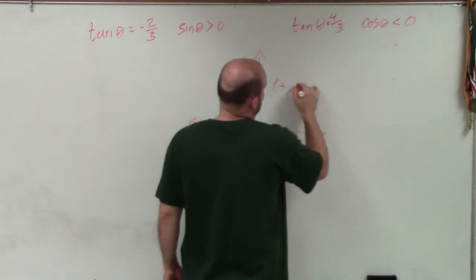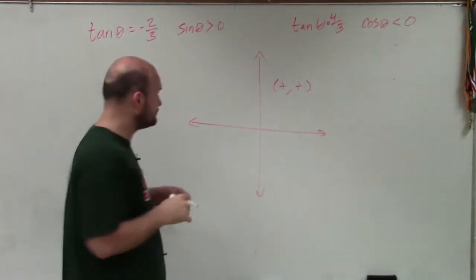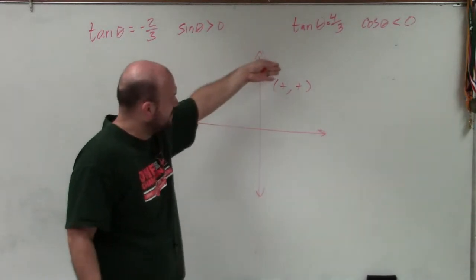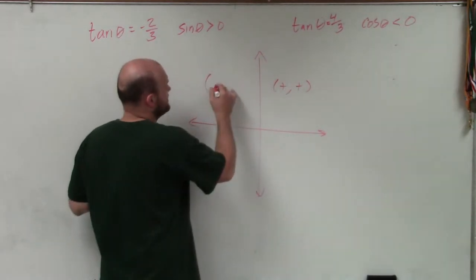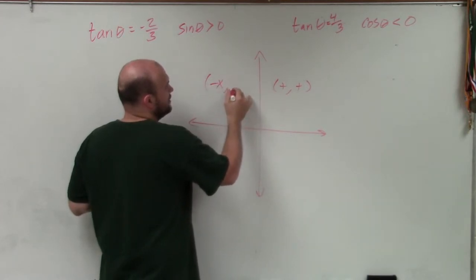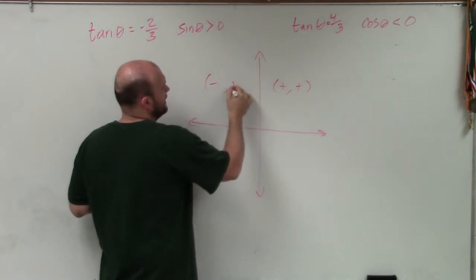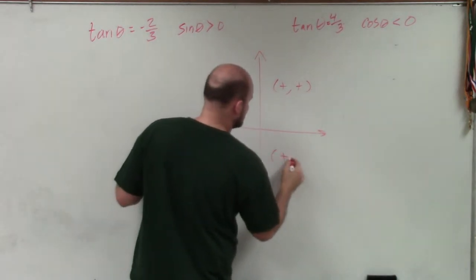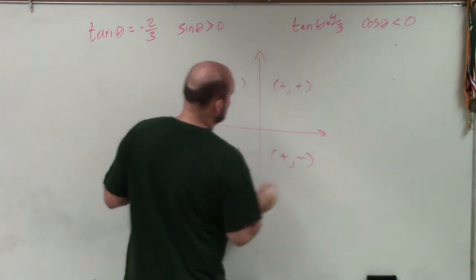If you look at the first quadrant, we know that the cosine of theta, or the x value, is positive, and the y value is positive. In the second quadrant, the x value is negative, the y value is positive. In the third quadrant, they're both negative. And in the fourth quadrant, the x value is positive and the y value is negative.